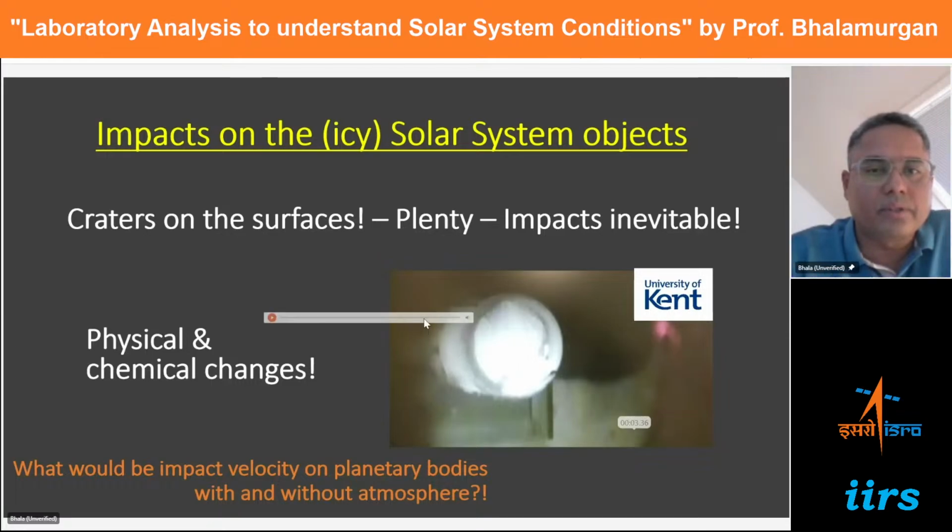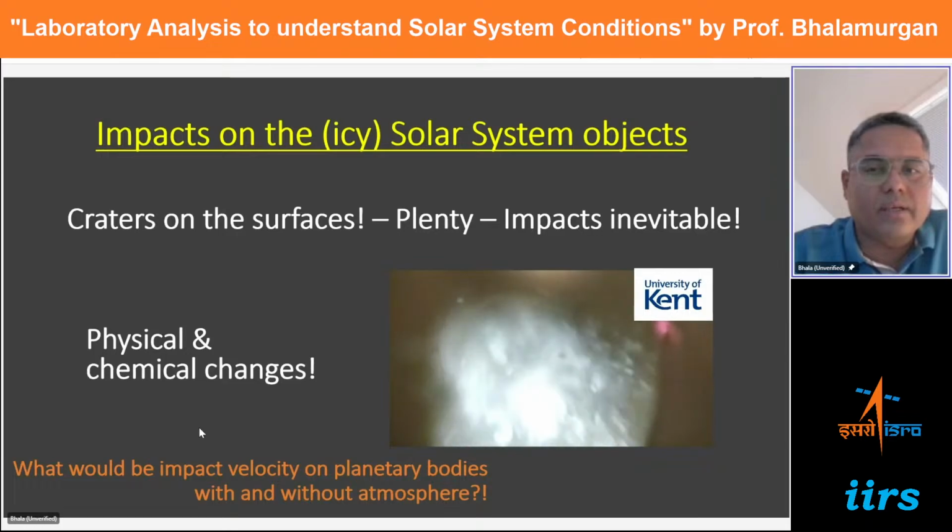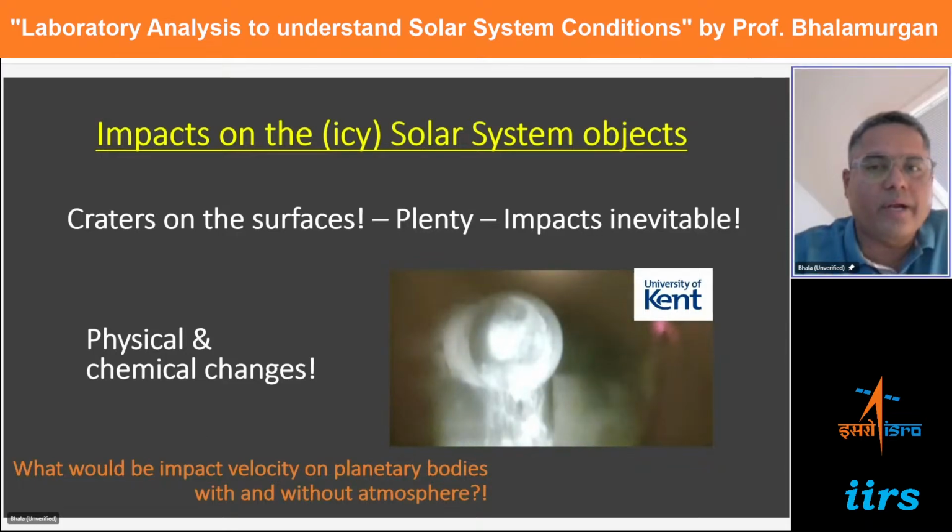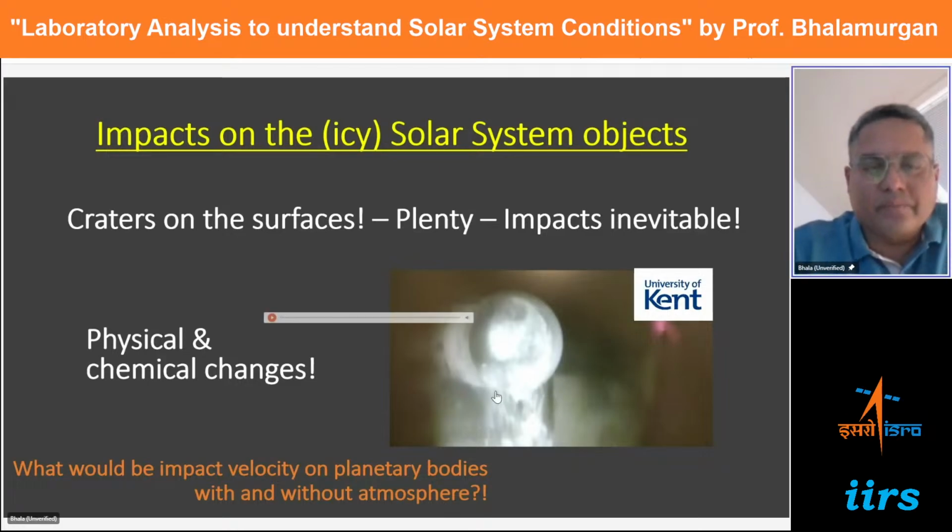Stay with me. Yeah, you can see that. Okay, whatever happened right in front of your eyes now, this damage is because of a 2 mm bolide, which was hitting the target there at a velocity of 5 kilometers per second.